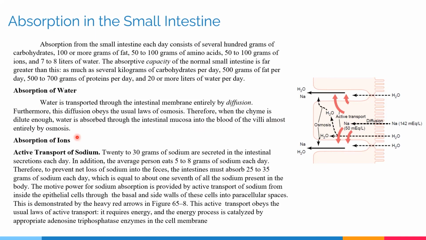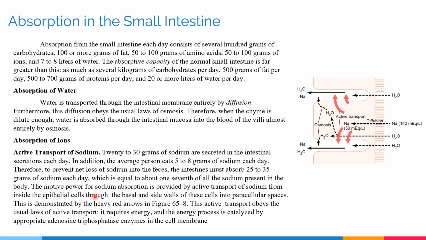Next, we have the absorption of ions such as sodium. 20 to 30 grams of sodium are secreted in the intestinal secretion each day. In addition, the average person eats 5 to 8 grams of sodium each day. Therefore, to prevent a net loss of sodium in the feces, the intestines must absorb 25 to 35 grams of sodium each day, which is equal to about 1/7 of all sodium present in the body.